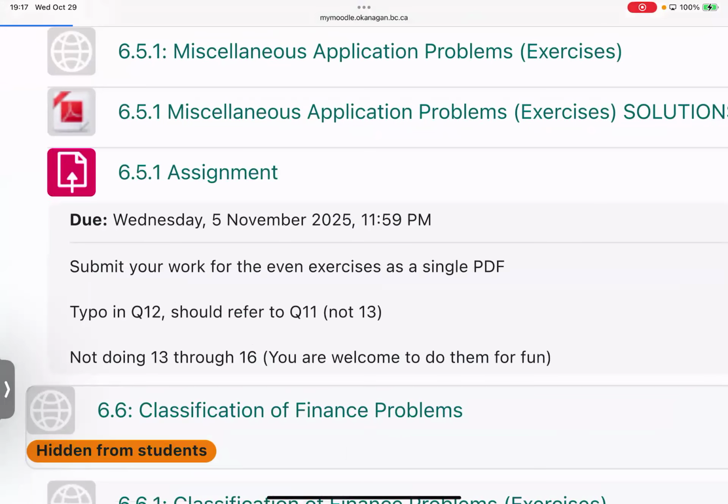For the homework for this section that we're doing right now, there's a typo in question 12, it should refer to question 11, not 13. And then we're not doing questions 13 through 16, which is on bonds. You can do them for fun if you want to, but you don't have to, because we're not going to do them. Thank you for that reminder, because I totally forgot that I was skipping something.